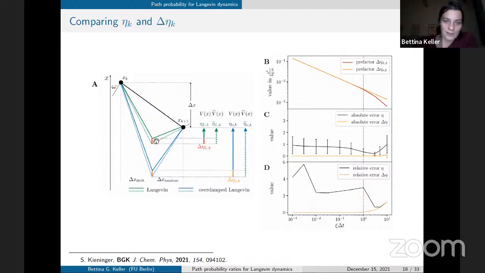But what is similar is the sensitivity of the random number on the change of the potential. So this delta eta k is the same for underdamped and overdamped Langevin dynamics. So the delta eta k represents how much the random number changes when I change the potential. And that seems to be the same for both dynamics.